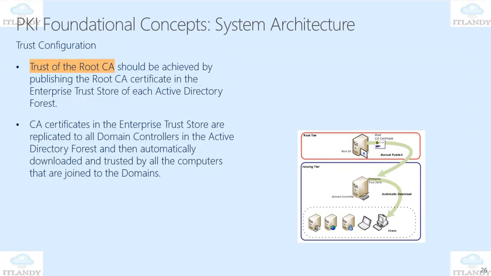And the trust configuration: trust of the root CA should be achieved by publishing the root CA in the enterprise trust store for each AD forest. The CA certificates in the enterprise trust store are replicated to all domain controllers and automatically downloaded and trusted by the computers, as long as it's available.